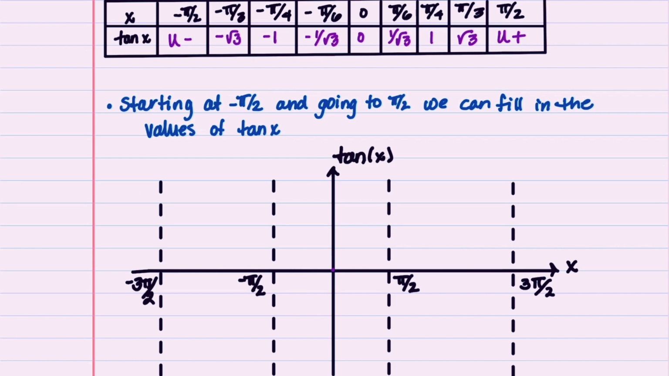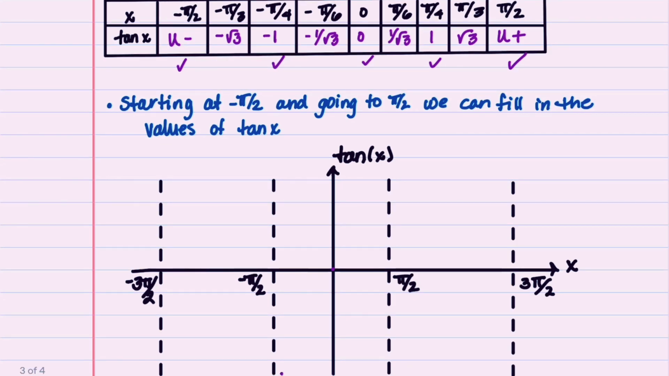Starting at minus pi over 2 and going to pi over 2, we can fill in the values of tangent by first plotting these values. I'll indicate these with a little check mark. So we have a minus undefined number down there, and then minus 1, 0, 1, and then another number going up to infinity. We'll now connect the points to see what our graph looks like.